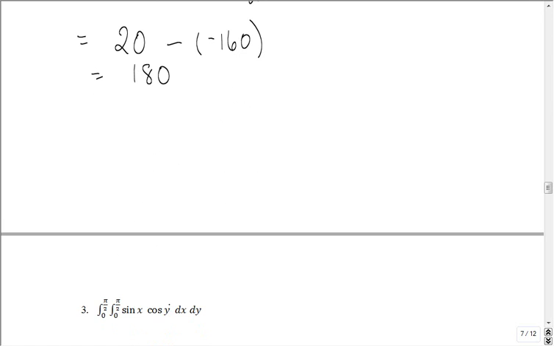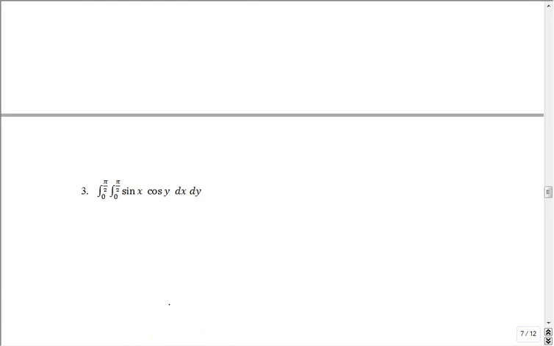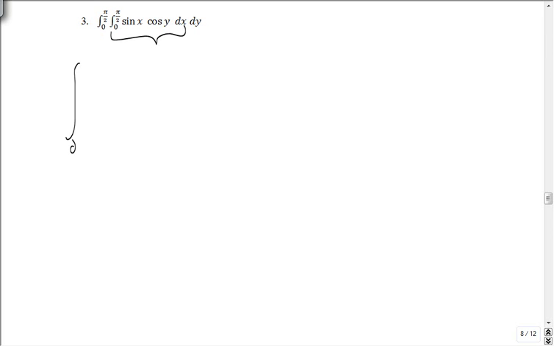Okay, let's try this one. That's for me to do, but we can all do it together anyway, because you have your own in a little while. Let's do it. So we first integrate with respect to x, okay? So put the 0 to pi over 2, put your square brackets. So who would like to give me the integral of sine x cosine y with respect to x?